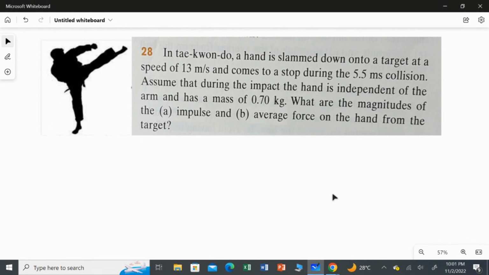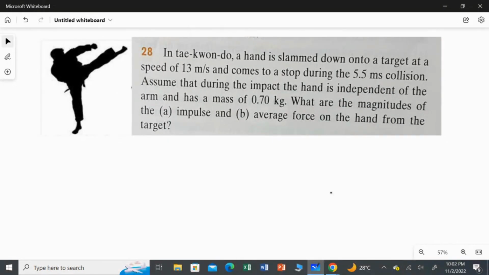So now if you just see here, initially the body is moving at 13 meters per second, and after that it comes to a stop, and the time duration for this is exactly 5.5 milliseconds. Now we are going to answer these two questions: what is the answer for the impulse and the average force? But still we have to continue the question. What they mentioned in the third line: assume that during the impact the hand is independent of the arm.